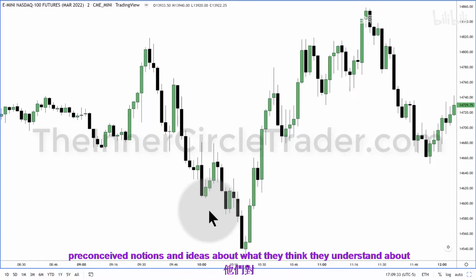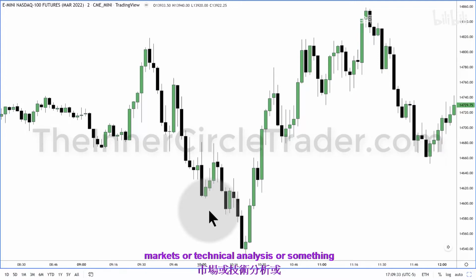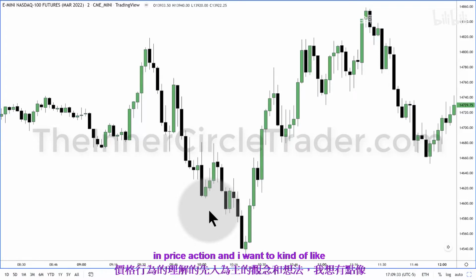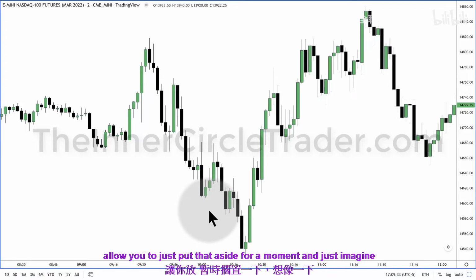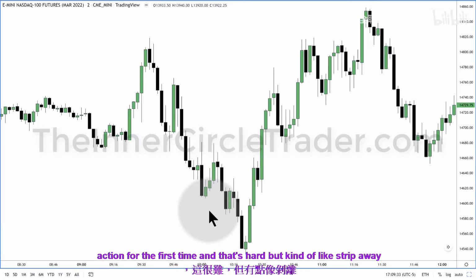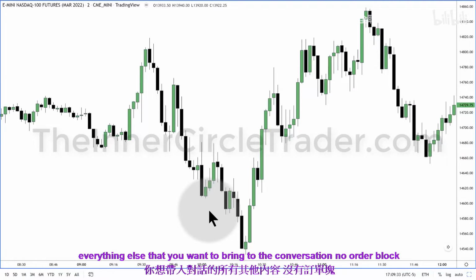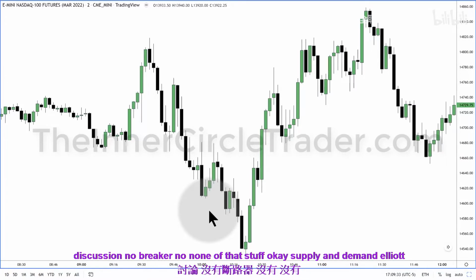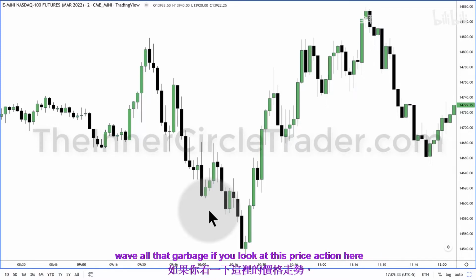They're trying to bring in their preconceived notions and ideas about what they think they understand about markets or technical analysis or something in price action. And I want to allow you to put that aside for a moment and imagine this chart is the first time you looked at price action. I know it's hard, but strip away everything else that you want to bring to the conversation. No order block discussion, no breaker, none of that stuff, okay? Supply and demand, Elliott wave, all that garbage.